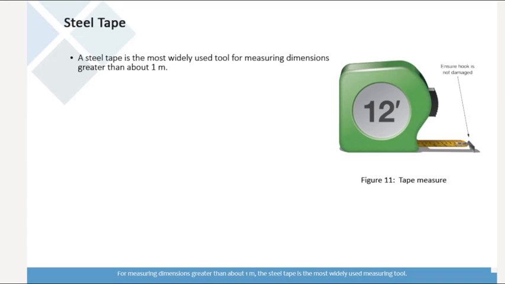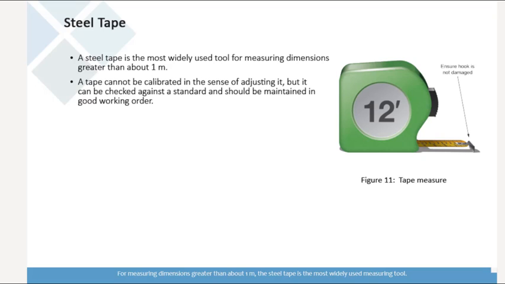For measuring dimensions greater than about 1 meter, the steel tape is the most widely used measuring tool. A tape cannot be calibrated in the sense of adjusting it, but it can be checked against a standard and should be maintained in good working order. The standard recognized temperature for checking steel tapes is 20 degrees Celsius, 68 degrees Fahrenheit.